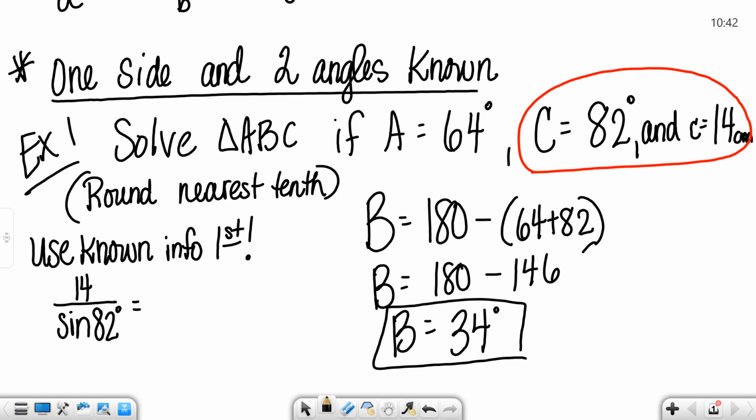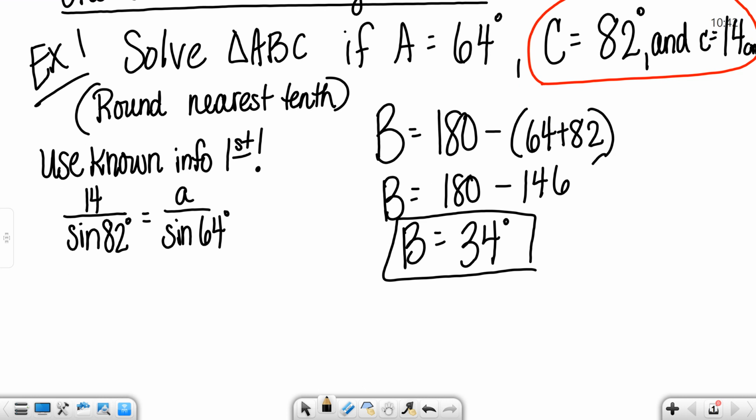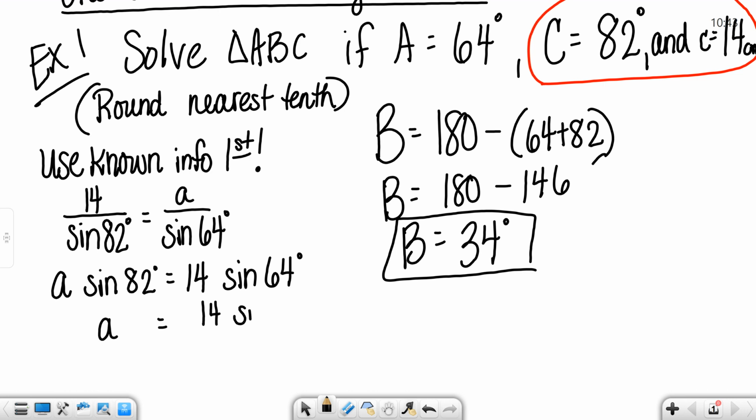Okay, so our side is 14 over the sine of the angle opposite it, which would be 82, is equal to, now if I'm looking for little a, I have to put it over the sine of A. Now, I'm not going to put the other fraction. I'm just going to work with this and solve this proportion. Now, here's what I mean. We're not going to do any rounding until the very end. So I'm going to show you all my little steps here. We are not touching our calculator right now. Just doing the algebra. Cross multiply. To get a alone, I divide both sides by the sine of 82.